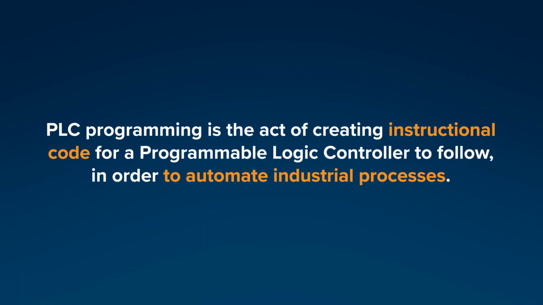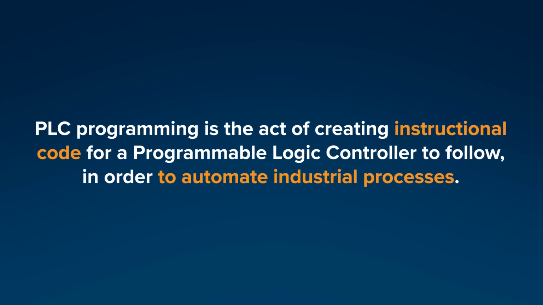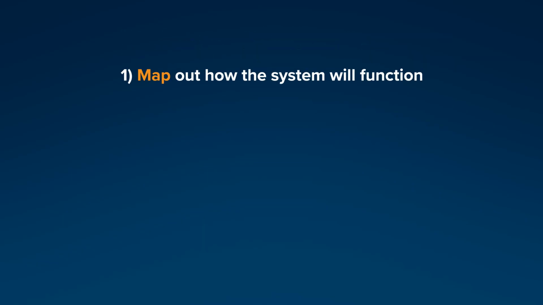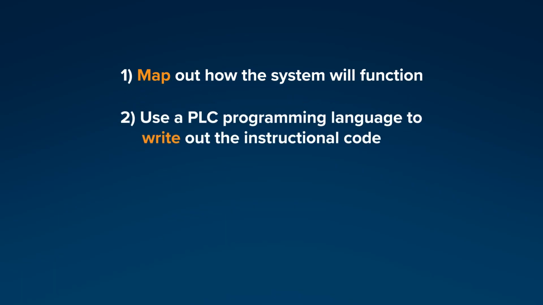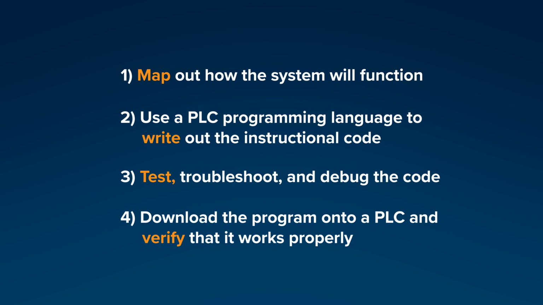Before we dive in, let's take a moment to define PLC programming. So, what is PLC programming? PLC programming is the act of creating instructional code for a programmable logic controller to follow in order to automate industrial processes. The steps to program a PLC are: first, map out how the system will function. Then, use a PLC programming language to write out the instructional code. Next, test, troubleshoot, and debug the code. Finally, download the program onto a PLC and verify that it works properly.